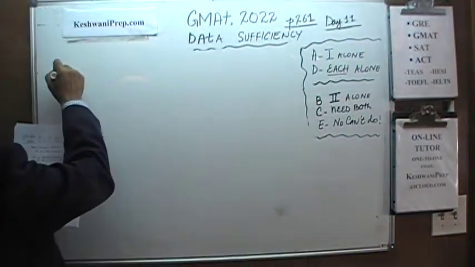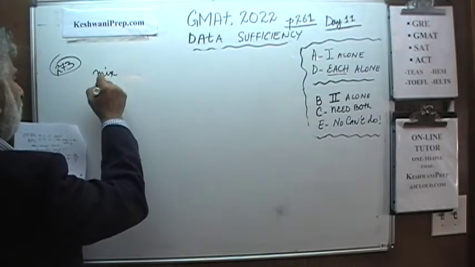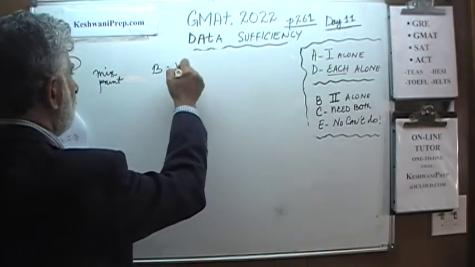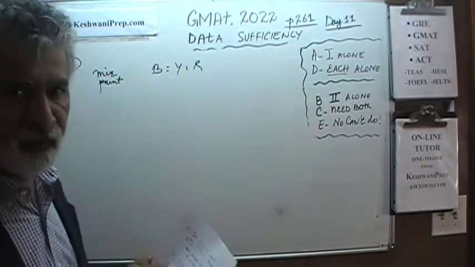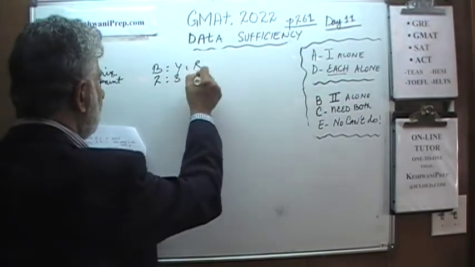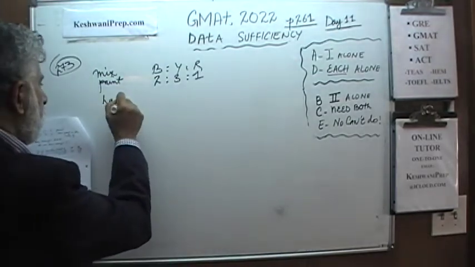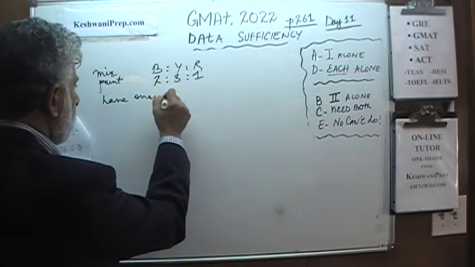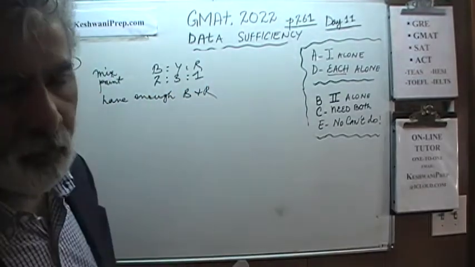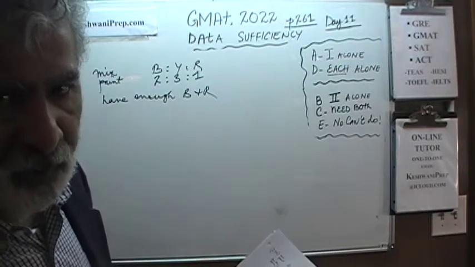In 273, we are told that we're going to mix paint, which is blue, yellow, and red. So we have three different colors, blue, yellow, and red. We're going to mix them in this ratio, 2:3:1. We're also told that we have enough blue and red. We have enough of the blue paint. We have enough of the red paint. We don't have to worry about running out of either one of those two.